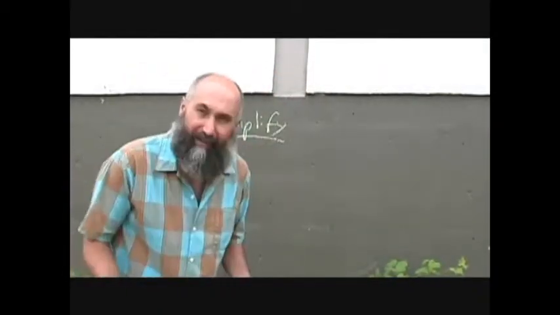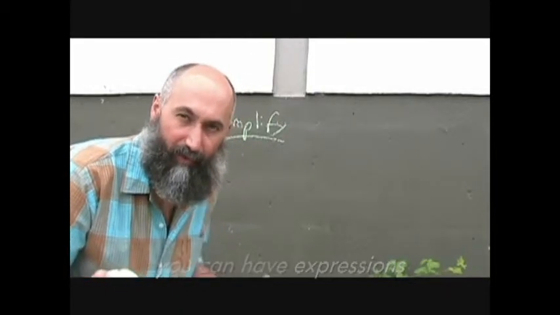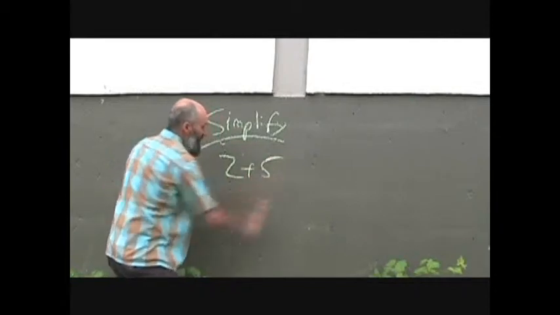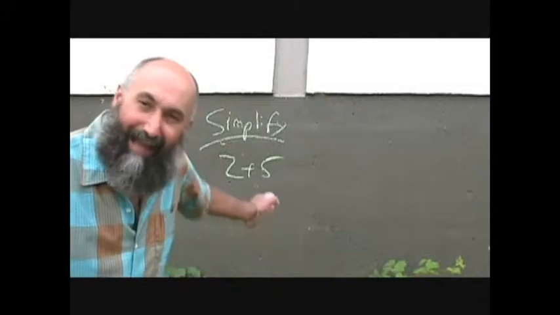Now, one thing you should keep in mind when it comes to the equal sign, when you're simplifying things, you can have terms where there's only numbers involved, right? So you could have 2 plus 5. So 2 plus 5 is 7. We already know that. And that's simplifying.